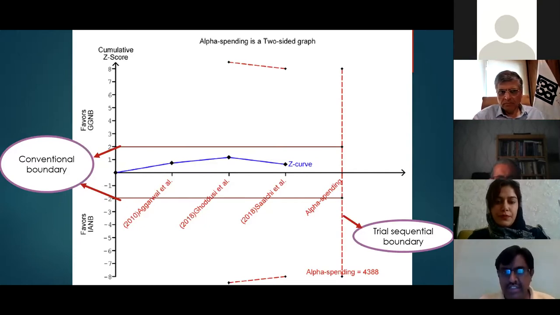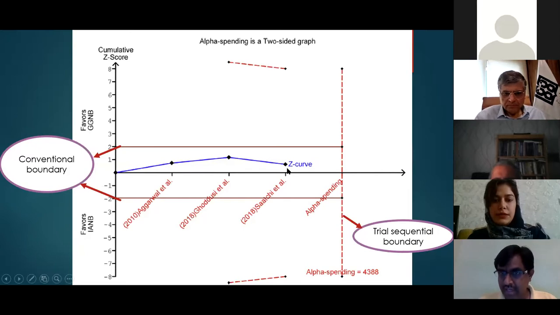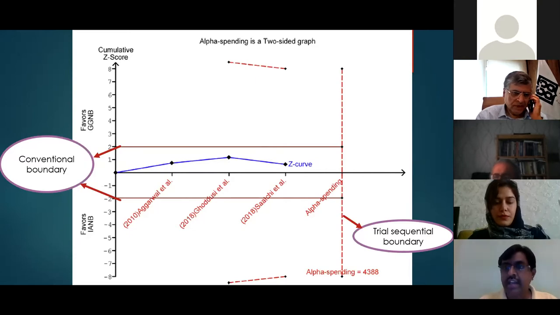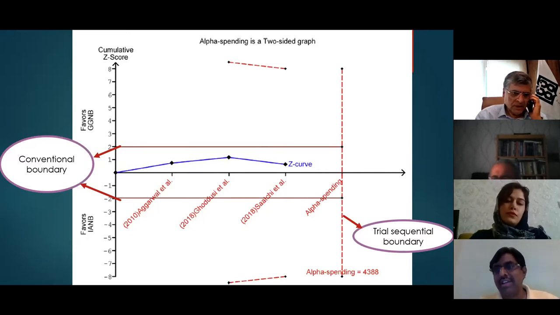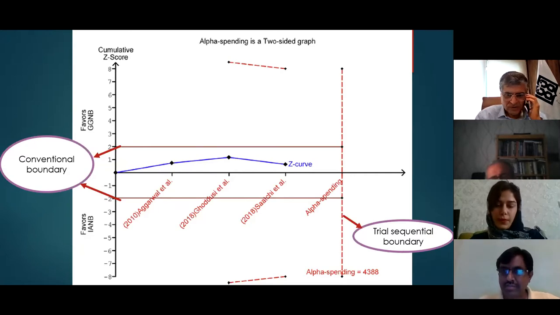Yeah, see, the same thing as I told you, this blue line is coming between these two conventional boundaries. You got it? It means it's not confirmatory. If this blue line goes above that, it means it is a confirmatory thing. That's all. That's the interpretation of this.